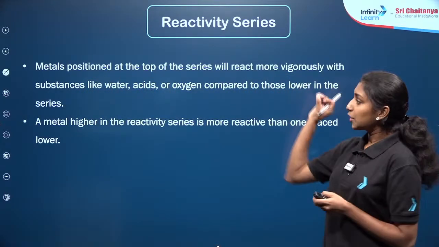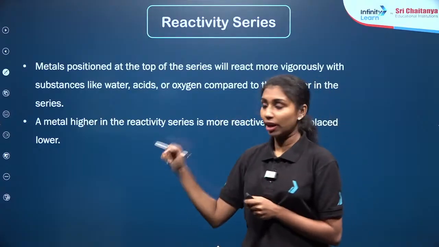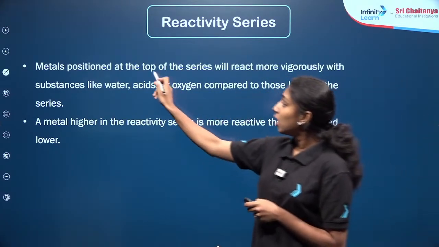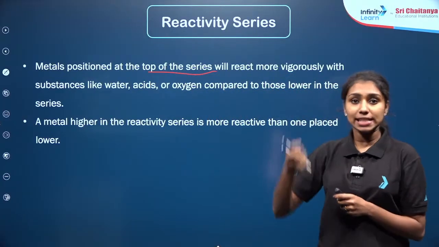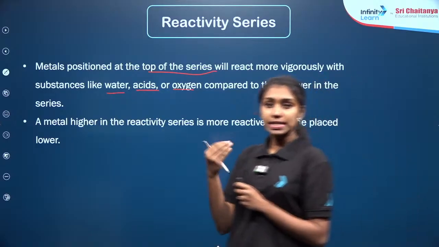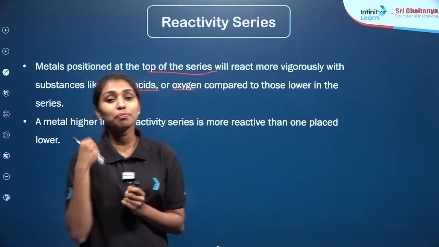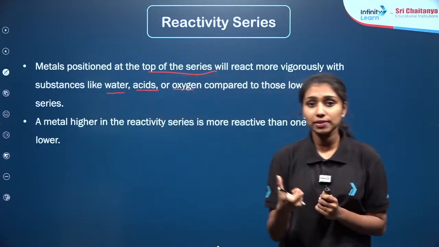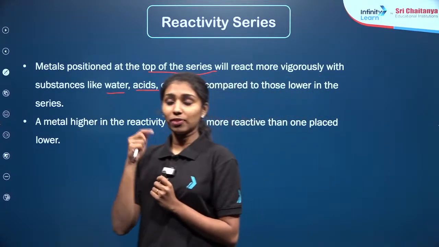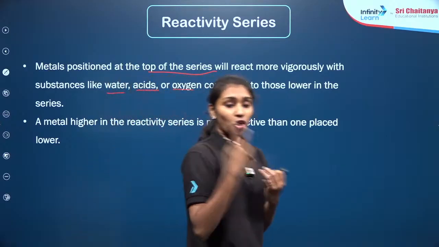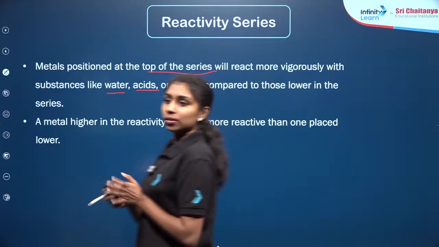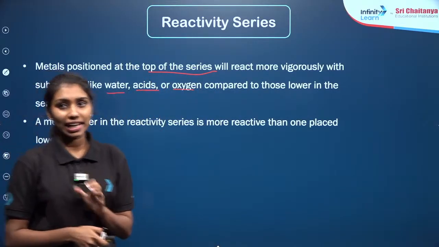So here an introduction to the reactivity series is given. We have already seen it, so I am not explaining too much here. Metals positioned at the top of the series react more vigorously with acids, water and oxygen. For example, as we saw when discussing the reaction of metals with acids, oxygen and water, the topmost metals like sodium and potassium will react vigorously with cold water and hot water. I hope you understand the reactivity series.